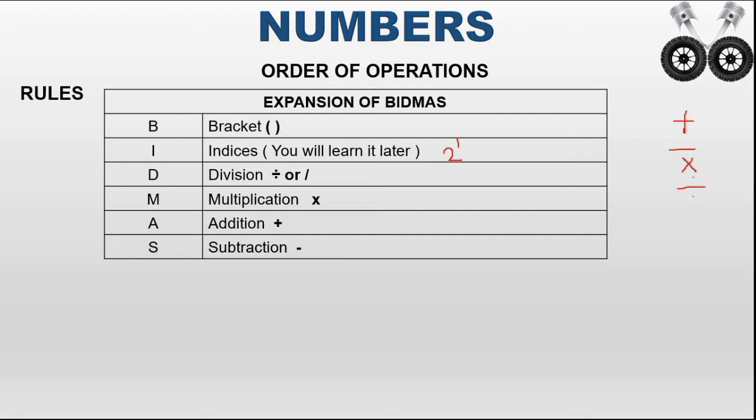So for example, if you have a problem like 2 plus 3, the 2 and the 3 are called operands. So 2 and 3 are called the operands. Then this plus is called the operator. This whole 2 plus 3 is called an expression. In this expression, 2 and 3 are the operands and plus is the operator. You will study this in detail when you go to the higher classes.